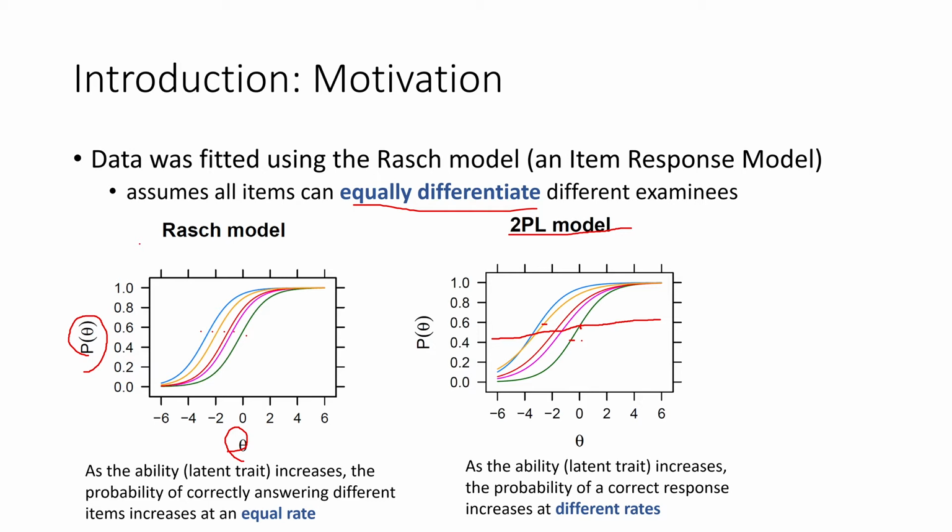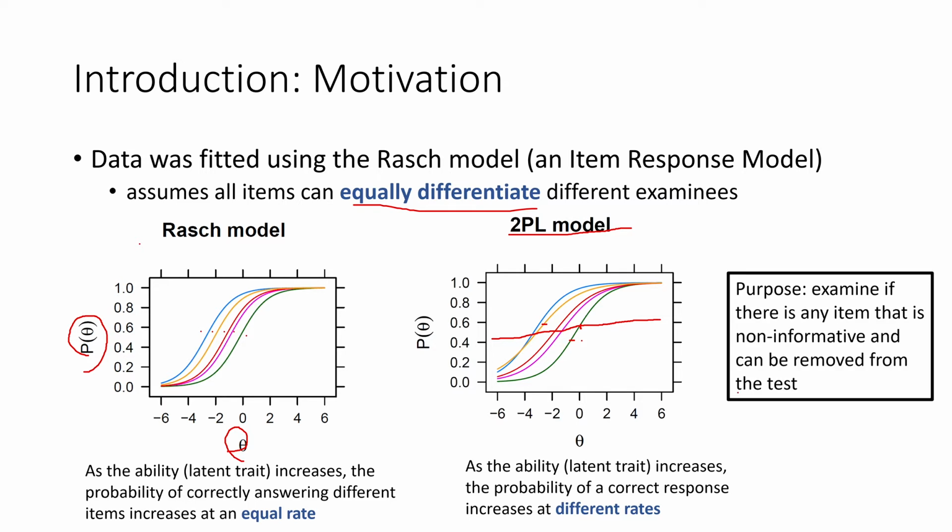In this case, this item may be a weak indicator of the latent trait and may be removed from the test. So the purpose of this project is to examine if there is any item like this that is non-informative and not relevant with the latent trait. And items like this may be removed from the test.